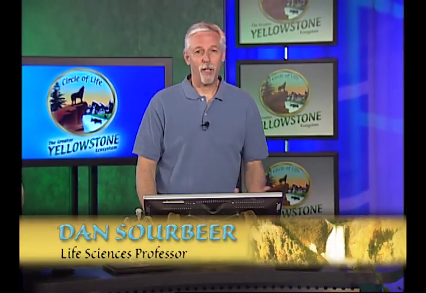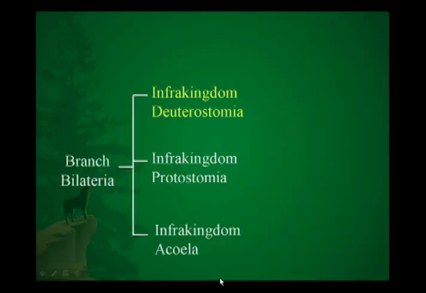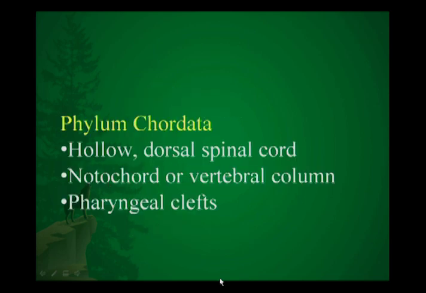I'd like to continue our discussion of the Yellowstone fauna today. All of the rest of the animals we're going to be talking about are in the kingdom Metazoa, branch Bilateria, and we left off in the infrakingdom Deuterostomia. You may recall those are organisms in which, in embryonic development, the blastopore will develop into the anus. And within the Deuterostomia, we are going to discuss members of the phylum Chordata.